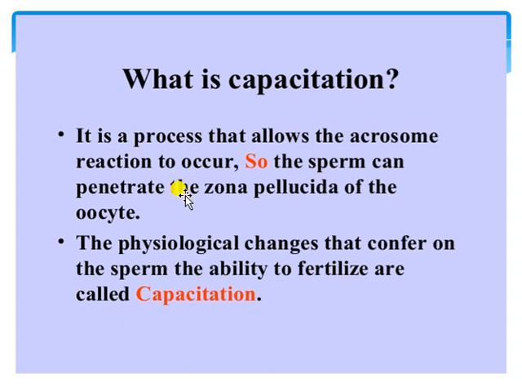So the sperm can penetrate the zona pellucida of the oocyte, which is the outer layer, and that is only possible due to capacitation. The physiological changes that confer on the sperm the ability to fertilize are called capacitation. Overall, capacitation is the phenomenon by which physiological changes occur in the sperm body which allow it to perform the acrosomal reaction and penetrate the zona pellucida before fertilization of the egg.